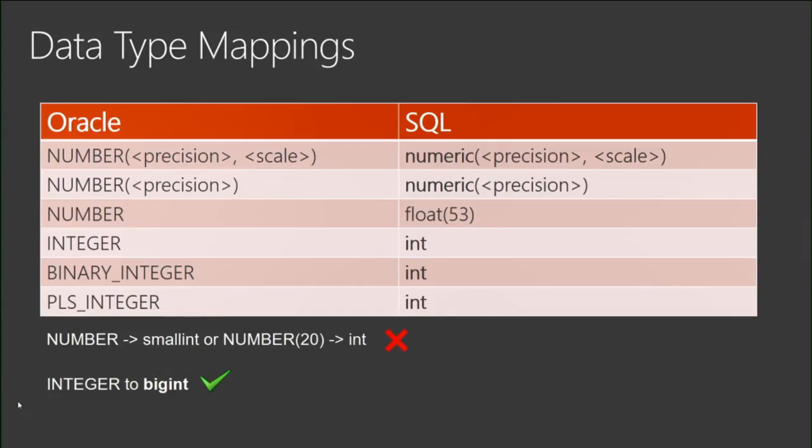What you need to take care about is, in SSMA, when you have a NUMBER, do not change the data type mapping to a smaller value like smallint, or NUMBER with a length, let's say NUMBER(20). If you do that, and if your values are higher than the target data type, there will be truncation. To be on the safer side, sometimes you might want to map NUMBER to bigint. I'll show that to you in a moment.